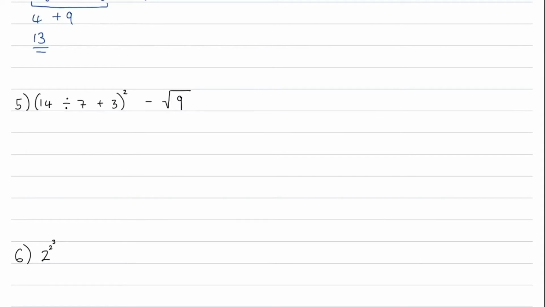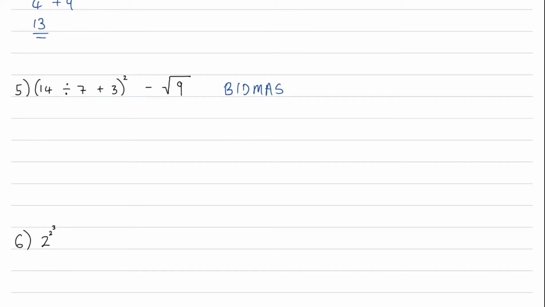Then looking at example 5, we've got something in the brackets, and we've got an expression with the minus root 9 over here. So let's write up BIDMAS to remind ourselves again. Now we've got brackets, so we're going to do everything in the brackets first, and we're going to apply BIDMAS when evaluating that expression in the brackets. So we've got 14 divided by 7 plus 3. So we'll do the 14 divided by 7 first. That's going to give us 2 plus 3. Don't forget to keep the squared, and that minus root 9 as well.